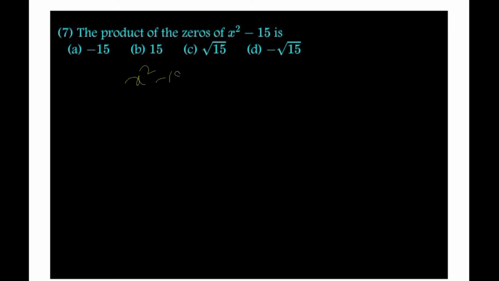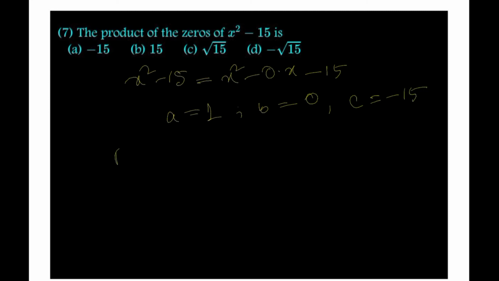So let me write it again, x squared minus 15, and if we write it according to the standard form, it will be x squared minus 0x minus 15. Now we can clearly see which one is A, B and C. So A is equal to 1, B is equal to 0, and C will be equal to minus 15.